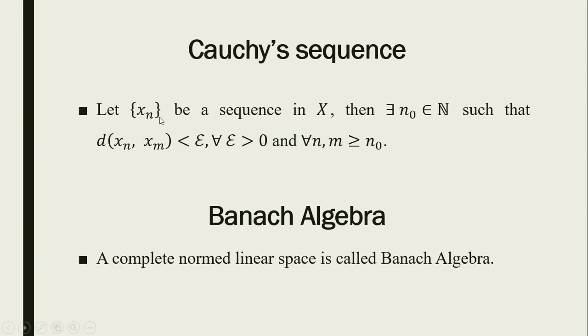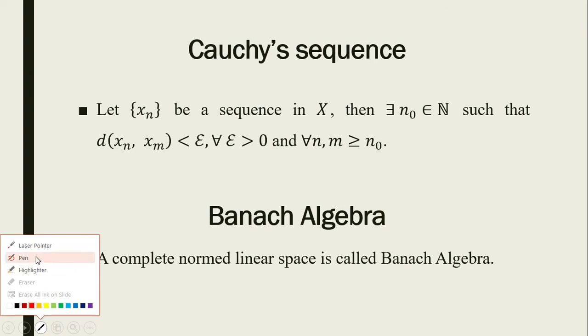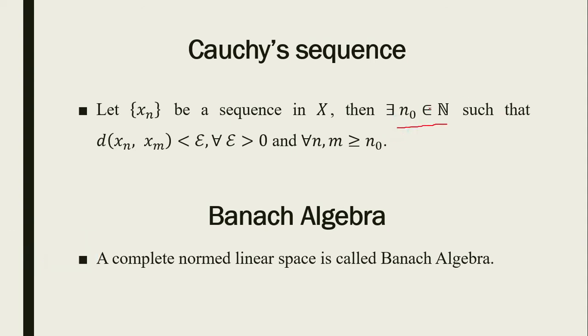Cauchy sequence. Let x_n be a sequence in X. If there exists n0 belongs to N such that the distance between two points x_n and x_m is less than a positive number epsilon, for every epsilon greater than 0 and for every n, m greater than or equal to n0, then it is a Cauchy sequence.